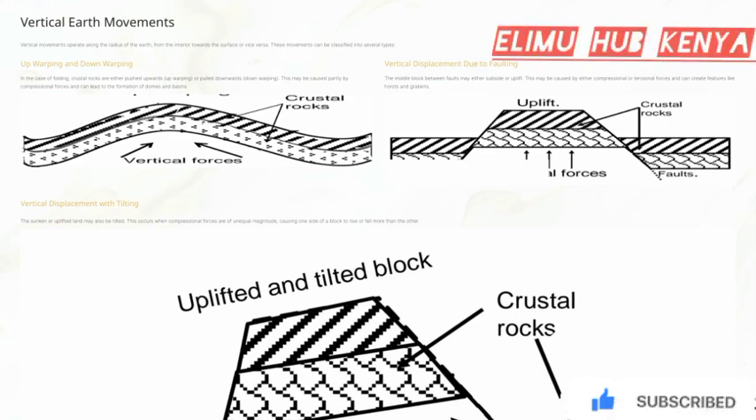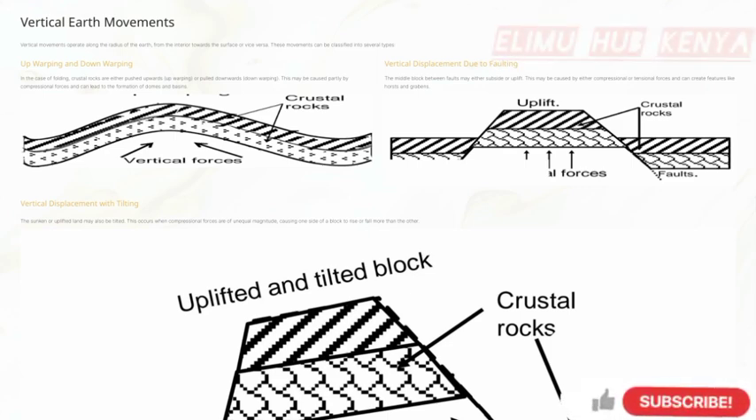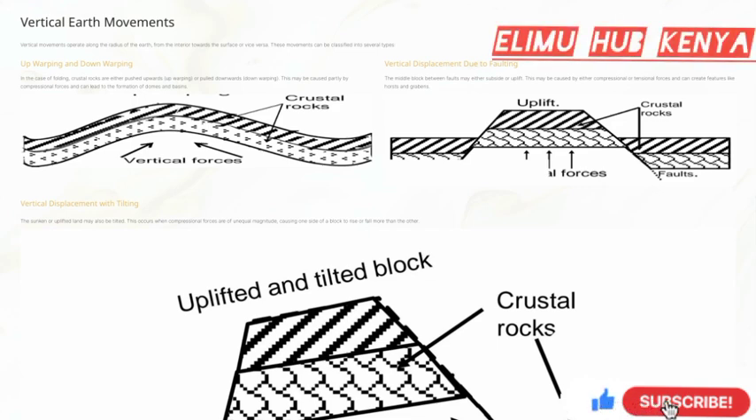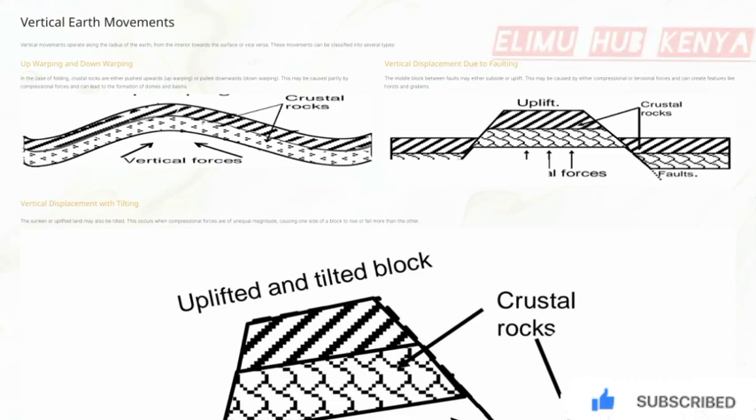First, we have up-warping and down-warping. When crustal rocks are pushed upwards, that's up-warping, often caused by compressional forces. Conversely, when rocks are pulled downwards, that's down-warping. These processes can lead to the formation of domes and basins, which are significant landforms in geology.